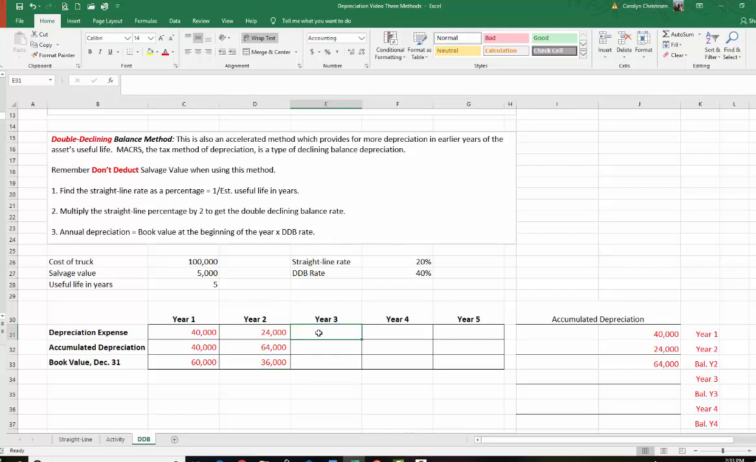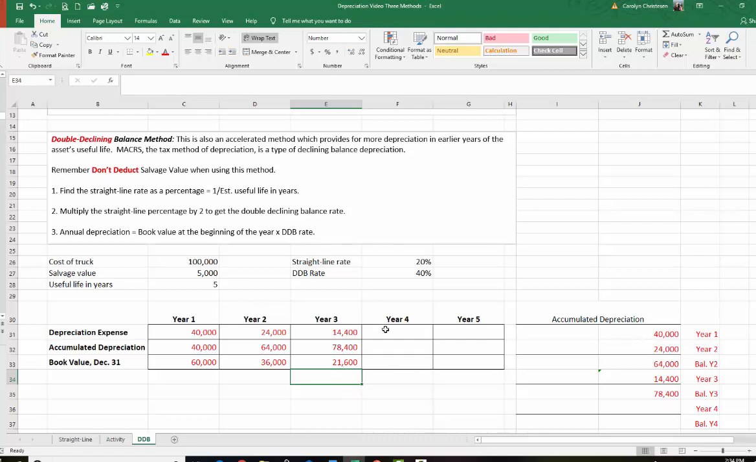Okay, year 3, our depreciation expense is equal to our book value from the prior year times our double declining balance rate. So it's 14,004. Put that over here. Okay. So again, our accumulated depreciation, last year's plus this year's expense, and our book value is equal to cost minus accumulated depreciation. All right, we're keeping an eye on this. We don't want to depreciate below salvage. Remember that our salvage value is $5,000.